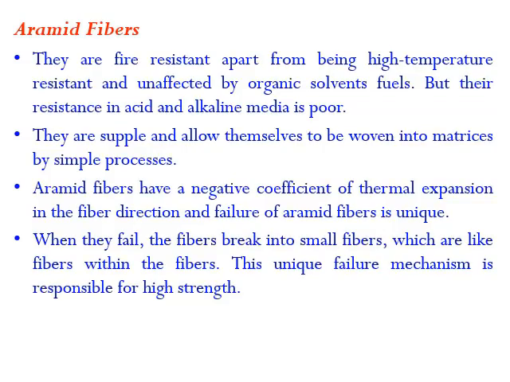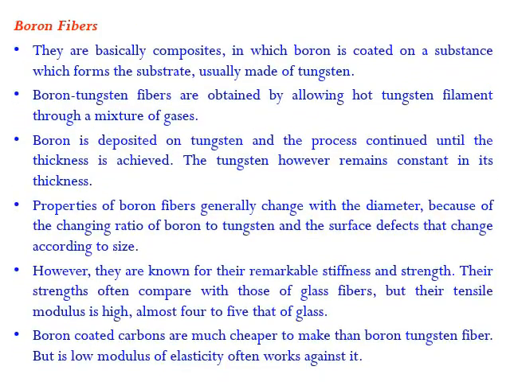The last example for the fibers is the boron fiber, where boron is coated over a tungsten wire. Normally boron is deposited on tungsten and the process is continued until the required thickness is achieved. The tungsten, however, remains constant in its thickness. The properties of a boron fiber change with the diameter because of the changing ratio of boron to tungsten. Whenever we increase the thickness, the content of boron increases, and whenever we decrease the diameter, the content of boron is reduced.